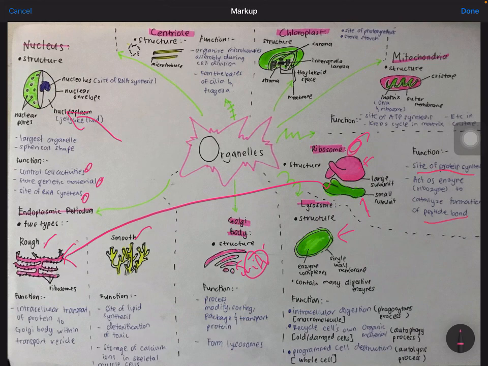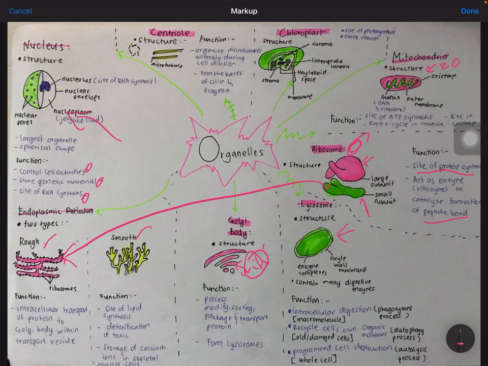After that, we go into the mitochondria. This is the 2D structure, which has cristae, matrix, and outer membrane, and there's an inner membrane too, which you can differentiate by that. The function of the mitochondria is the site of ATP synthesis, and it mostly provides energy in the form of ATP.